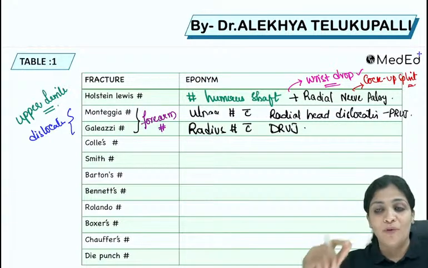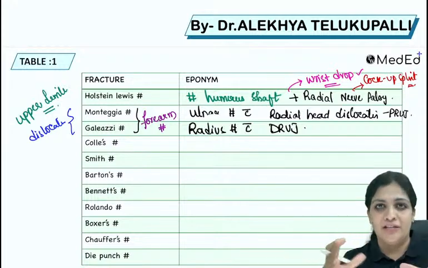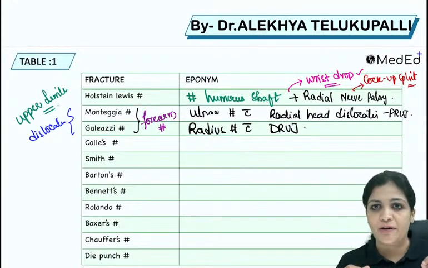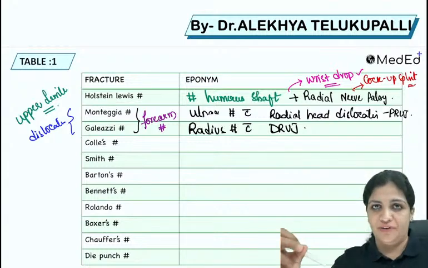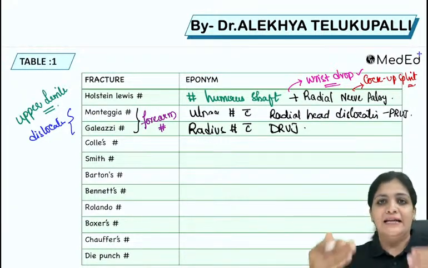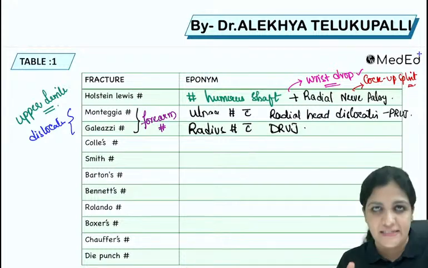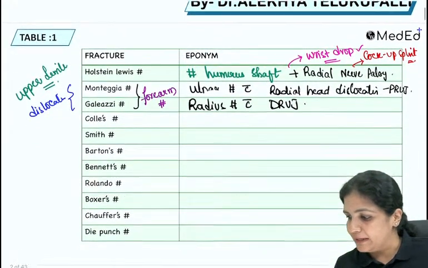Then you have to always check for one joint above and one joint below. That is the importance of this. So whenever you see a fracture of ulna or a fracture of radius isolated, you have to always check for the joints above and below. That is the proximal radio-ulnar joint and the distal radio-ulnar joint, right? I hope everybody is familiar with this.